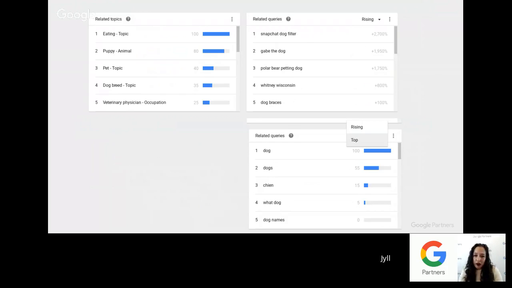So how do we use this? Well, this is a really good place to look for keyword ideas. If some of the top queries are related to your business and not in your account, you might want to add them. And conversely, if some of those rising queries are not related to your business, you might want to add them as negatives. So if I'm a veterinarian, I might want to add Snapchat as a negative to make sure I'm not showing ads against that.